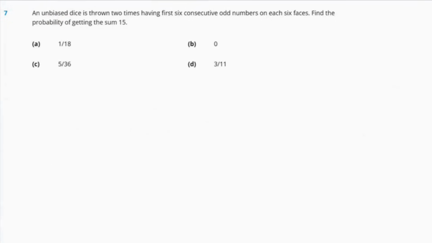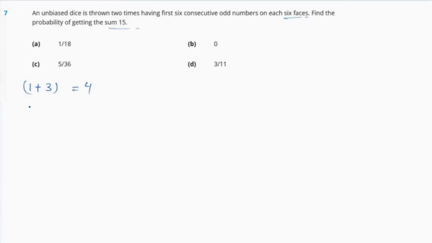The next question is saying an unbiased dice is thrown 2 times, having the first 6 consecutive odd numbers on each of its 6 faces. Find the probability of getting the sum as 15. Okay, so here the first thing we need to notice is that on its faces, consecutive odd numbers are there. Suppose on one face number 1 is there, on the second face number 3 is there. So when we add them, we are going to get a total score, correct?